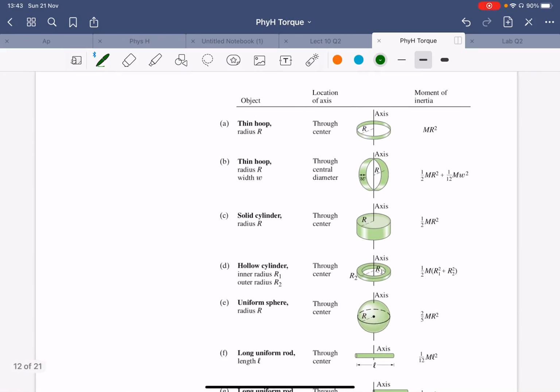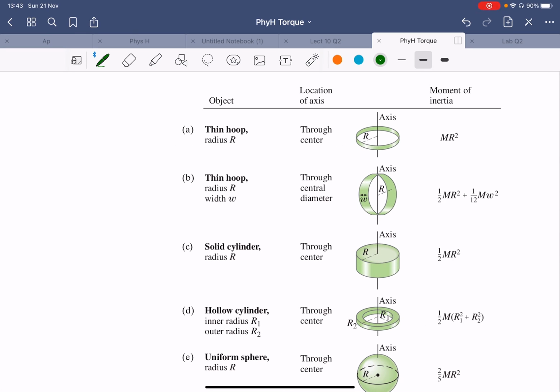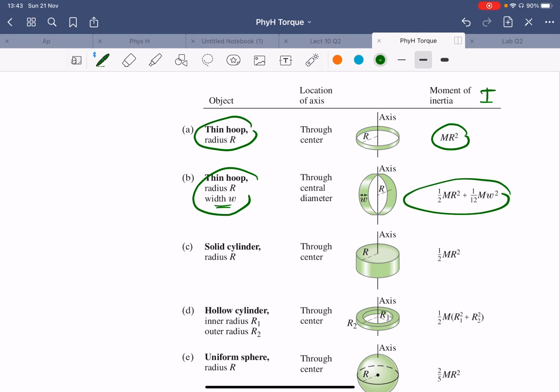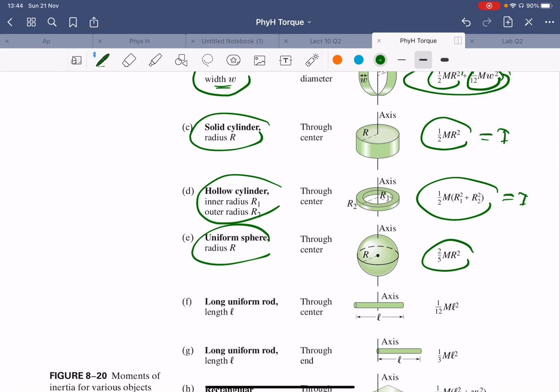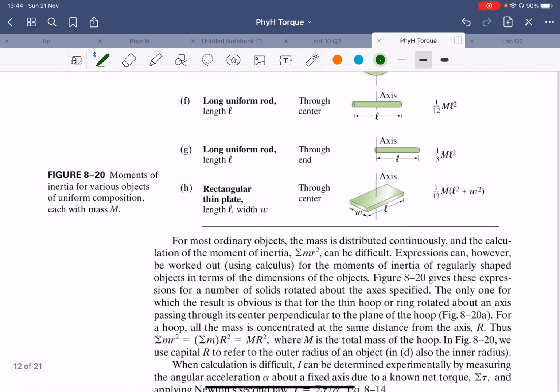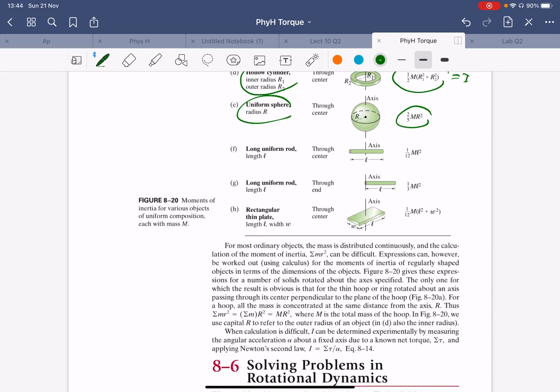All right. So this is an equation. Different objects, different types of figures, may have different equations for I. This is a thin hoop. This is a thin hoop with thickness. If there's a thickness involved, then we take that equation: half m r squared plus 1 over 12 m times the width squared. If it is a thick solid cylinder, there you go. If it is a hollow cylinder, this one. So this is a different I for a different scenario. If it's a sphere, 2 over 5 m r squared. You can see all this. So depending on the case, we use the equation accordingly.